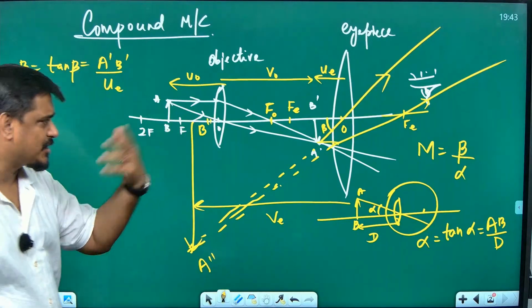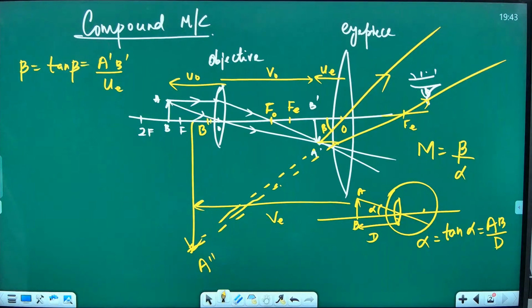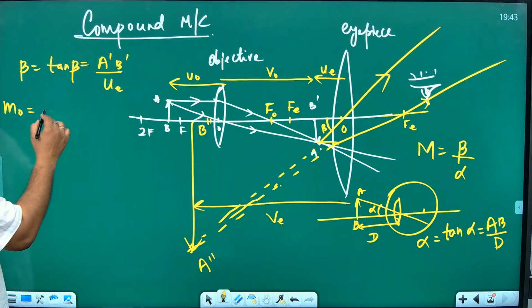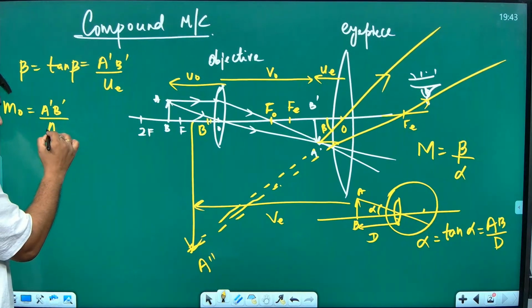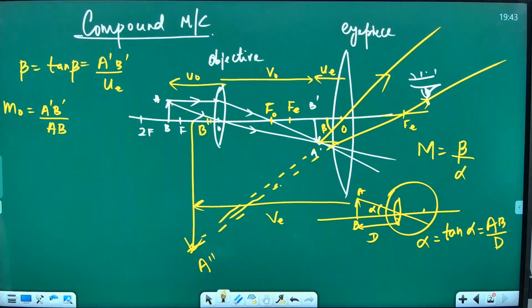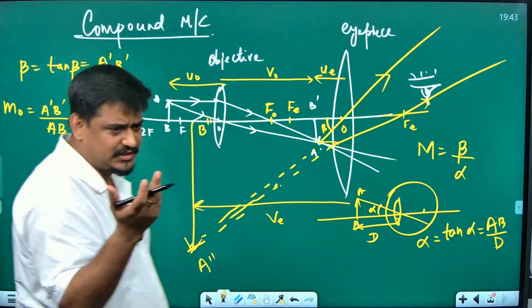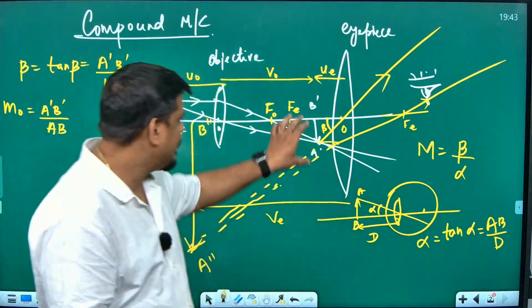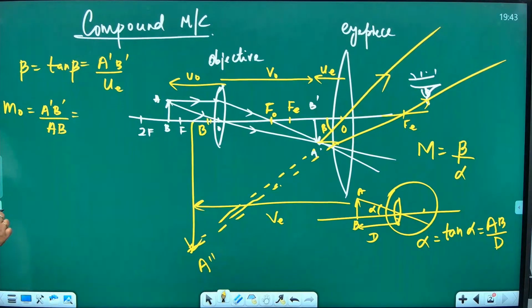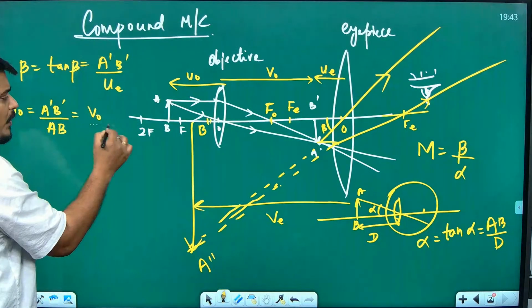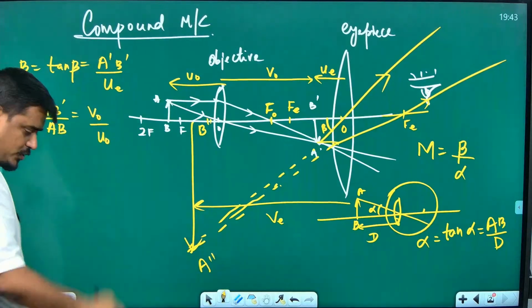Now to find A dash B dash, I'll do something. Please pay attention. I am talking about magnification of the objective now, which is a convex lens. Magnification formula is HI by HO, which is A dash B dash by AB, right? Magnification of lens is what? H dash by H. So A dash B dash by AB, and that is equal to V by U. So what is V here? VO. What is U here? UO. Do you agree with me?